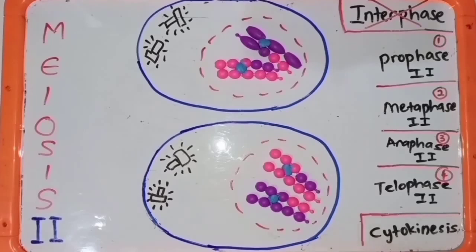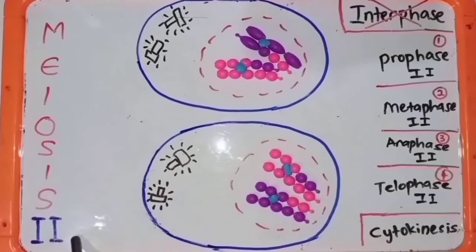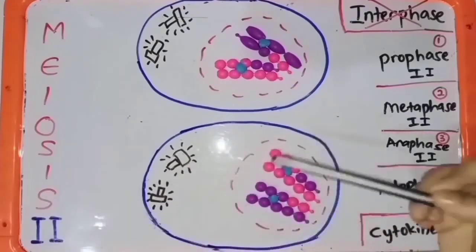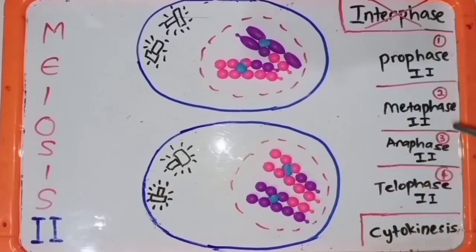The cells undergo meiosis 2 after meiosis 1. Therefore, there is no interphase stage. In meiosis 1, 2 daughter cells are produced from one parent cell. Therefore, the 2 daughter cells continue to meiosis 2. Both daughter cells undergo the 4 stages of meiosis 2, such as prophase 2, metaphase 2, anaphase 2, and telophase 2.